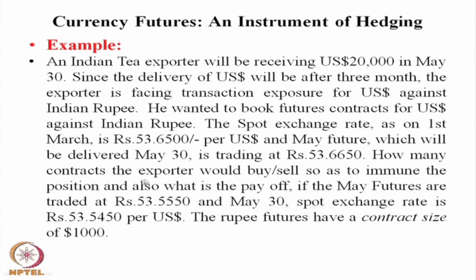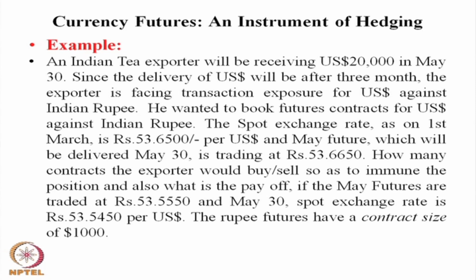How many contracts would the exporter buy or sell so as to immune the position, and also what is the payoff, if the May futures are traded at 53.550 and on May 30th the spot exchange rate is 53.5450 per dollar? The rupee future contract has a contract size of $1,000.